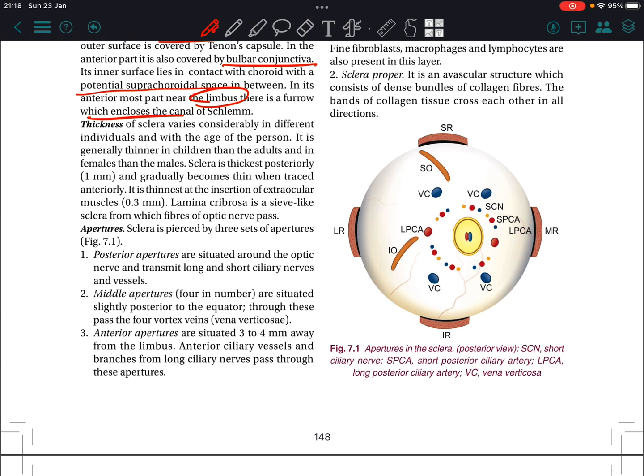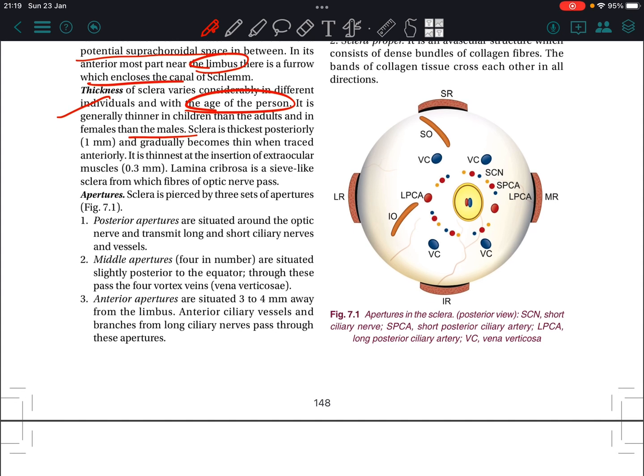The thickness of the sclera varies considerably in different individuals with the age of the person. It is generally thinner in children than adults and in females than males. Lamina cribrosa is the sieve-like sclera through which fibers of the optic nerve pass. Apertures in sclera: SCN, short ciliary nerve; SPCA, short posterior ciliary artery; LPCA, long posterior ciliary artery.